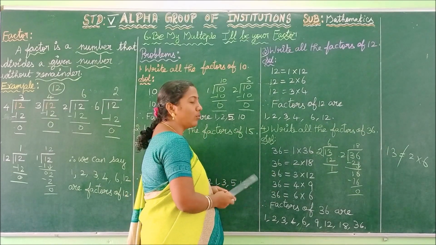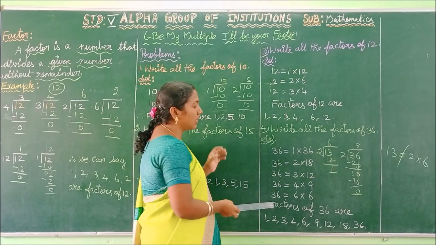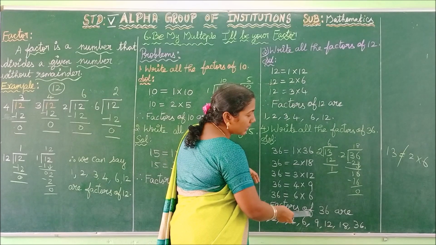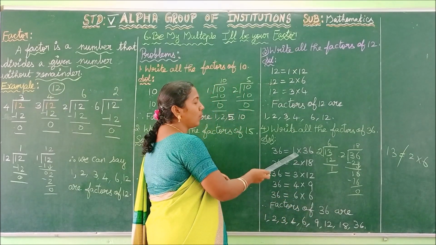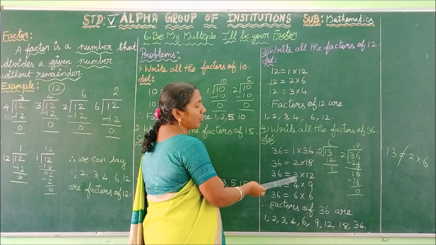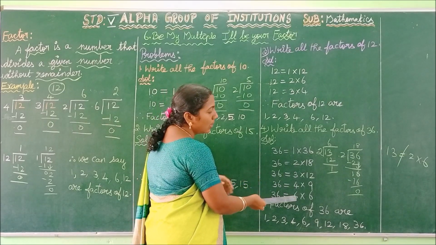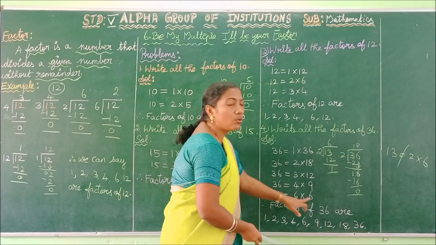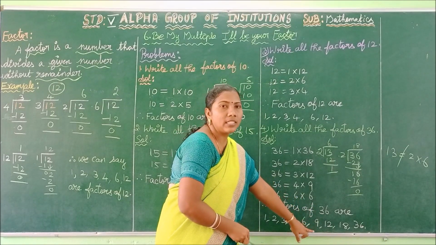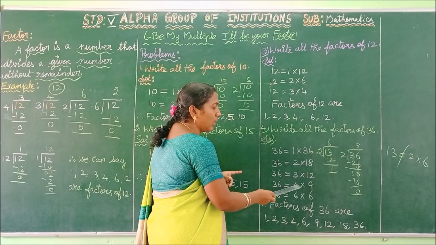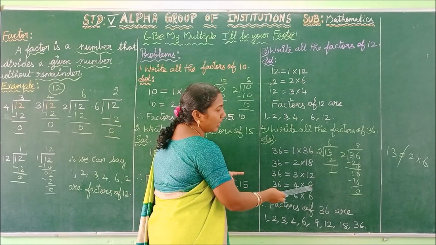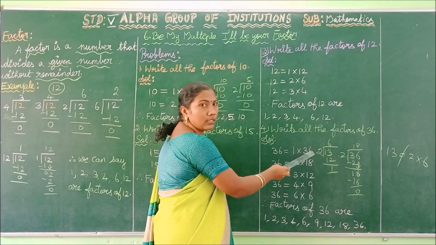So now we are going to write the factors of 36. Therefore, the factors of 36 are, you have to write these numbers in ascending order. First, you have to write 1, 2, 3, 4, 6. Here we have 6 two times, but you have to write it as a factor only one time. So 1, 2, 3, 4, 6, and then 9, 12, 18, 36.